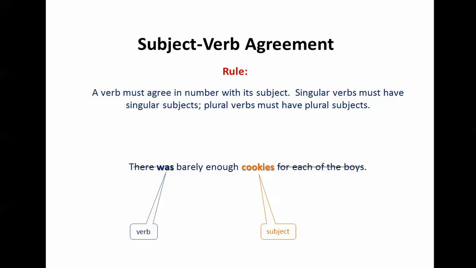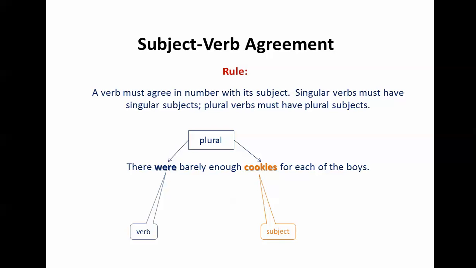But that's not right. Since cookies is plural, we need to change the verb to were. Cookies were, not cookies was. A mistake like this is almost always the result of the normal sentence order being altered. A second point I want to make in this lesson has to do with compound subjects involving and or.